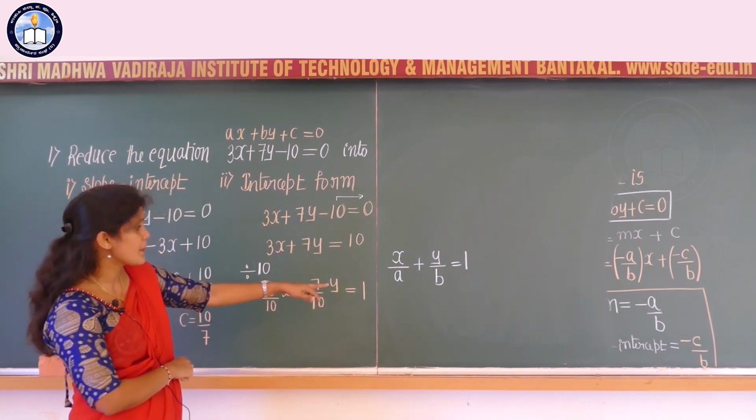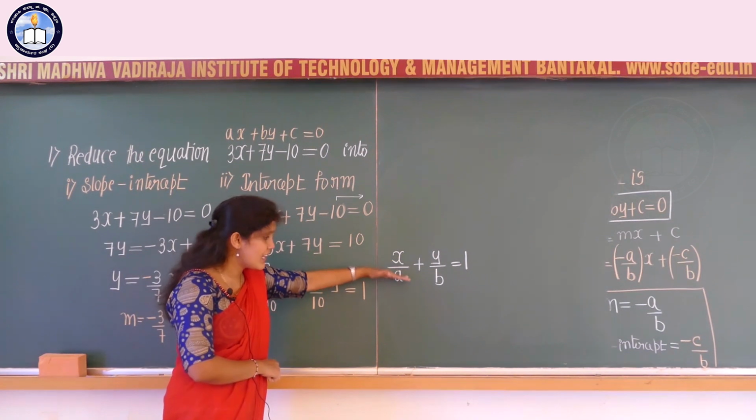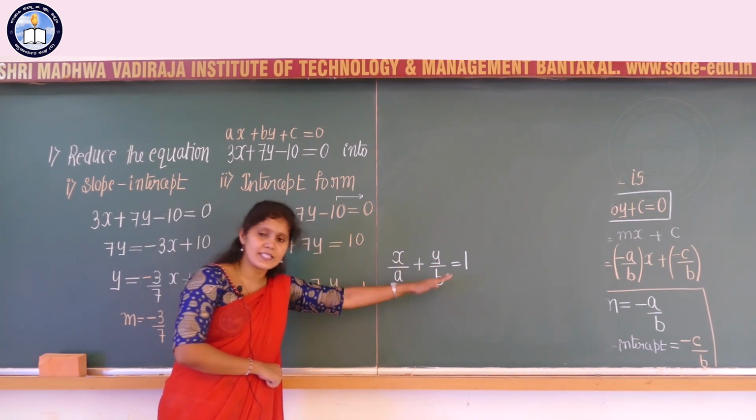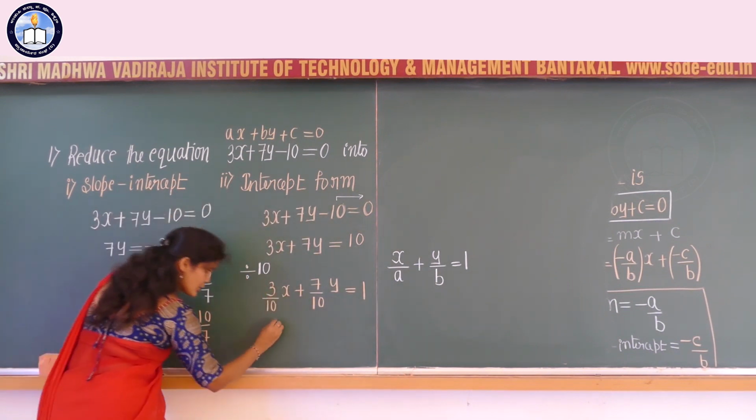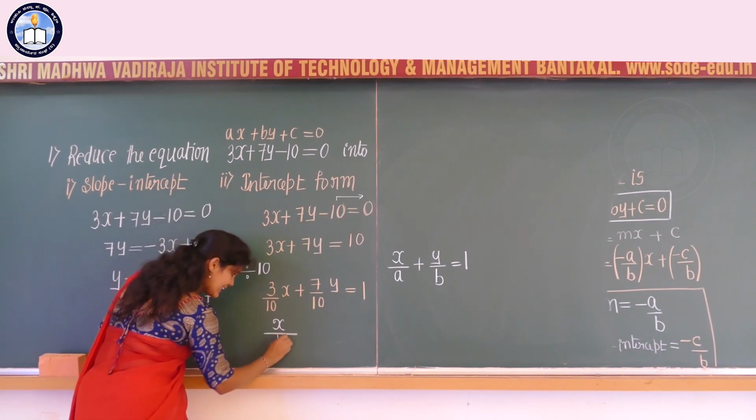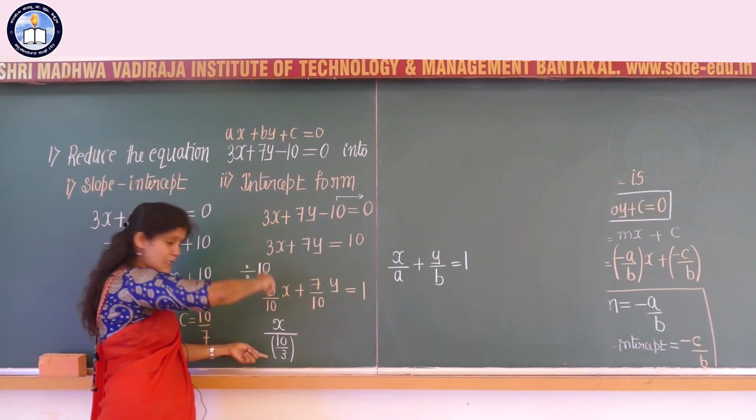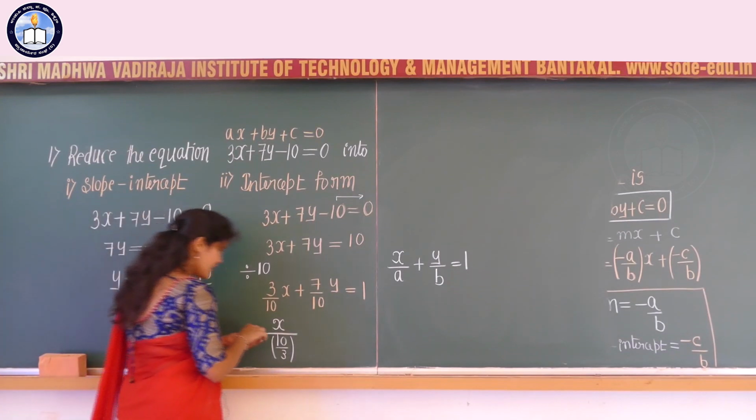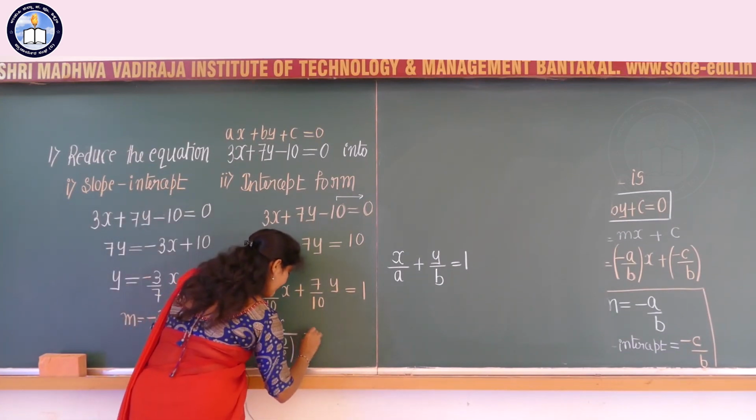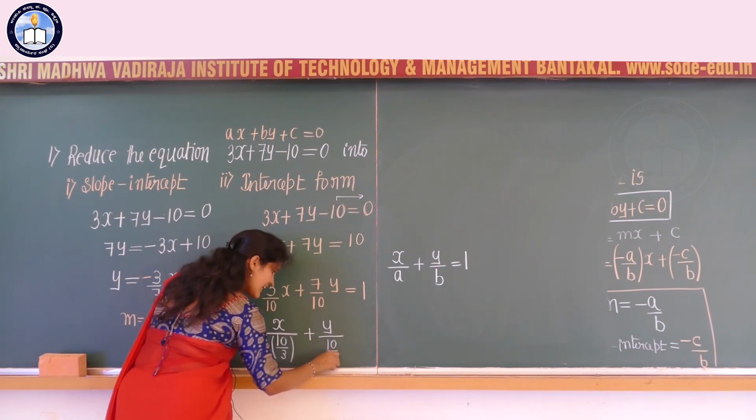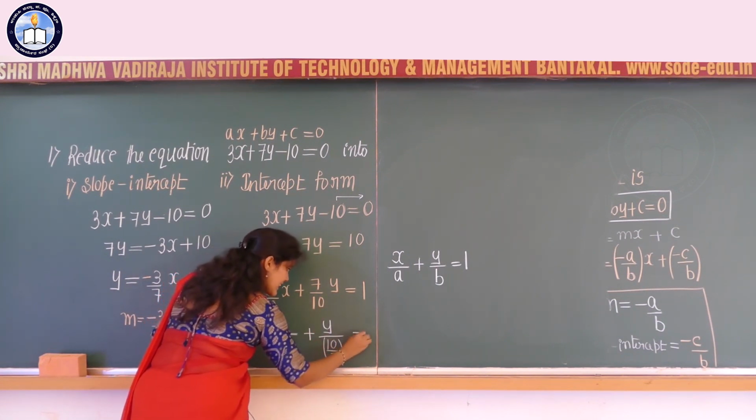But the equation should be present in the form of x divided by a constant, y divided by a number, is equal to 1. So this I can also write as x divided by 10 by 3. Why? Because when 10 by 3 goes to the numerator it becomes reciprocal, that becomes 3 by 10. Plus the second term I can write as y divided by 7 by 10, that becomes 10 divided by 7, is equal to 1.